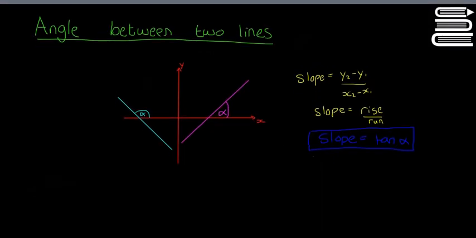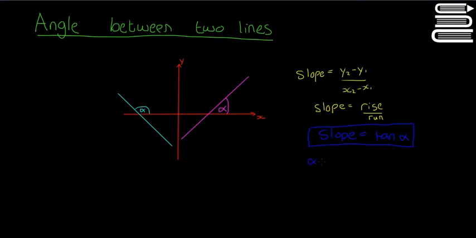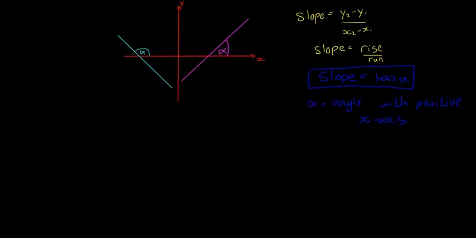I'll just scribble in here that alpha is equal to the angle with the positive x-axis. Yeah? So we need to know that first. And now we can start looking at angles between two lines. So this is just a small prelim first.